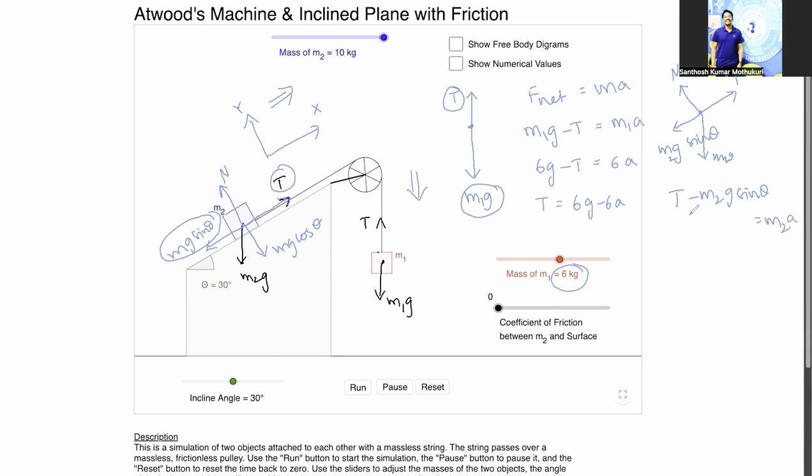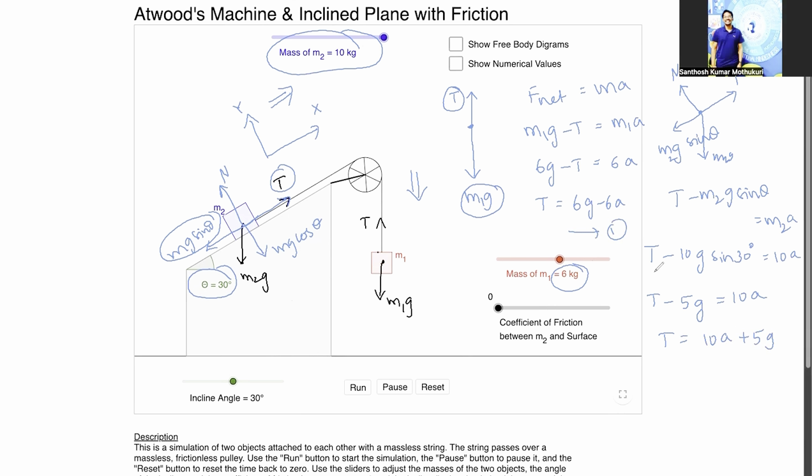And now let me plug in the values of mass m2 also. M2 is 10 kg here. So T minus 10g sine 30, because the angle is 30 degrees here, is equal to m2a, which is 10a. Sine 30 is 1 by 2, so 10 into 1 by 2 is 5. So I'm writing 5g directly here, 10a. So tension is going to be 10a plus 5g.